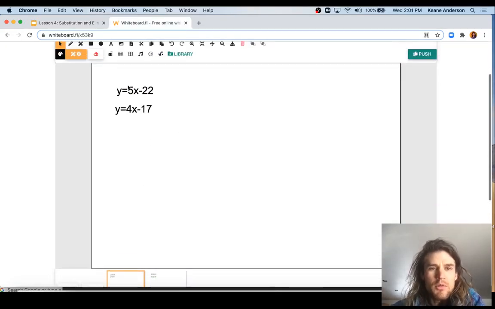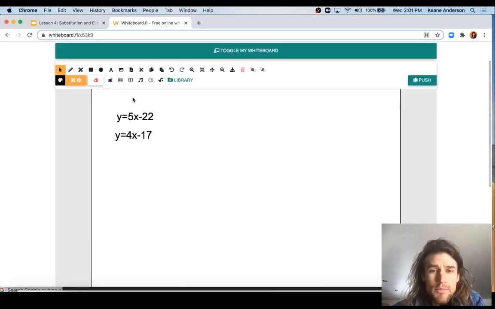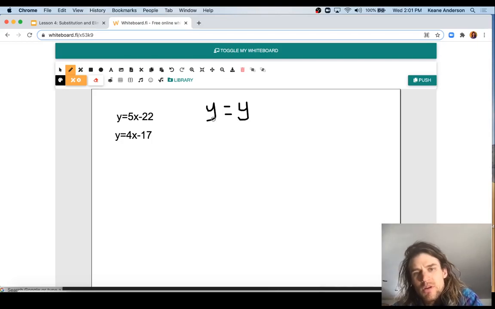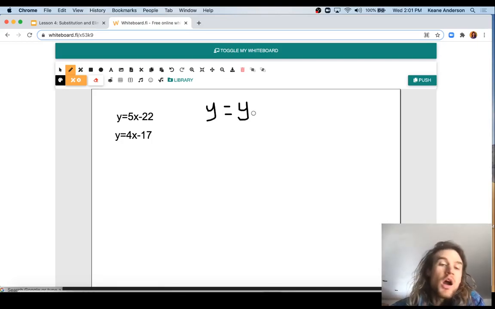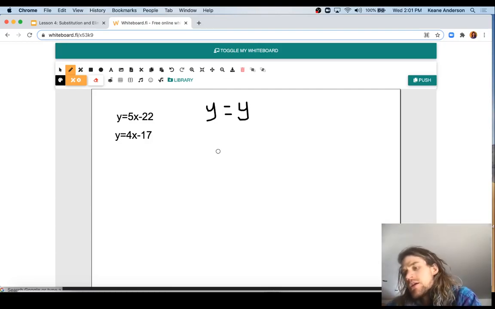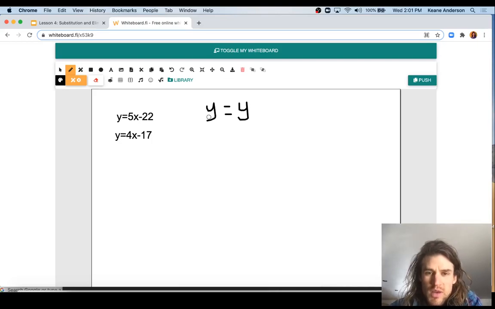We've got this problem ready for us, copied over here to a whiteboard, and we're going to solve this using substitution. So here we go. We're going to start by saying y equals y, right? And we know that this is true. We know something always equals itself. 1 always equals 1. 100 always equals 100. x equals x, y equals y, and so on. So we know that's true.